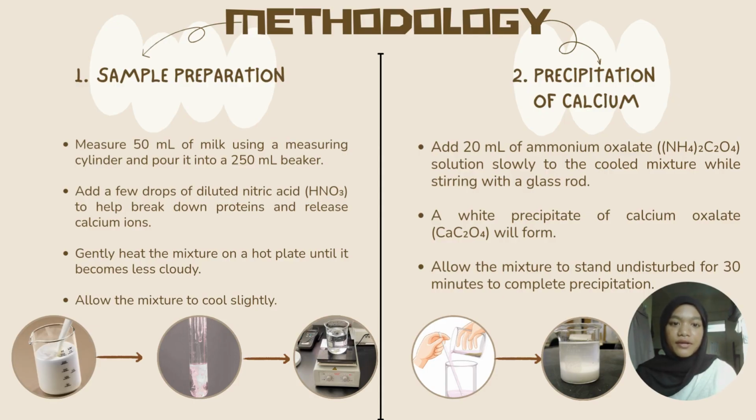The second step is precipitation of calcium. Add 20 ml of ammonium oxalate solution slowly to the cooled mixture while stirring with a glass rod. A white precipitate of calcium oxalate will form. Then allow the mixture to stand undisturbed for 30 minutes to complete precipitation.